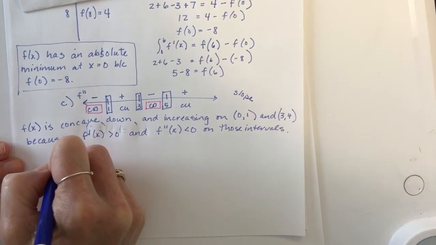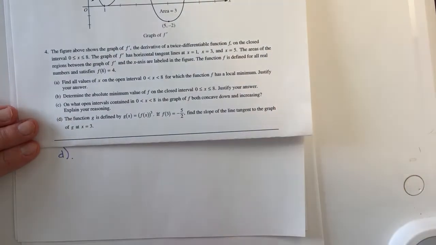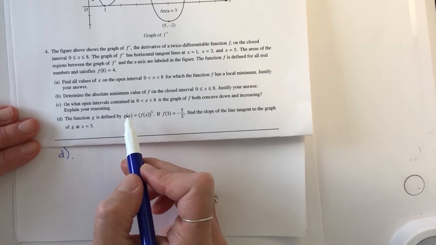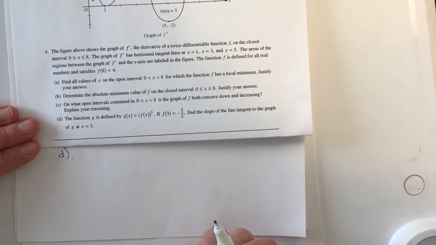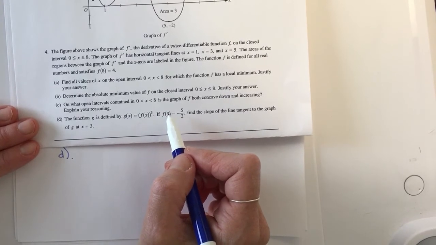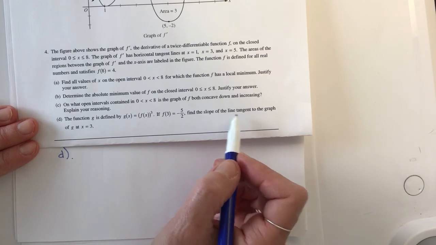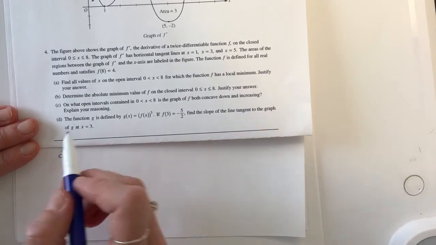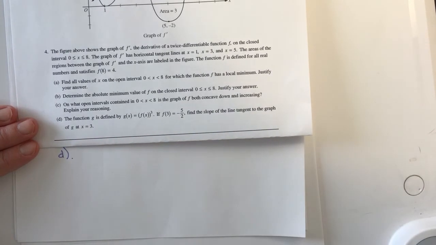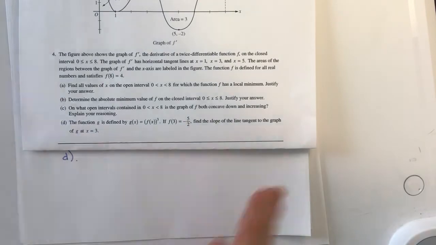Okay, and the last one, D. D says the function g is defined by g is equal to f of x quantity cubed. If f of 3 is equal to -5/2, find the slope of the line tangent to the graph of g at x equals 3. I have to think. Let's see.